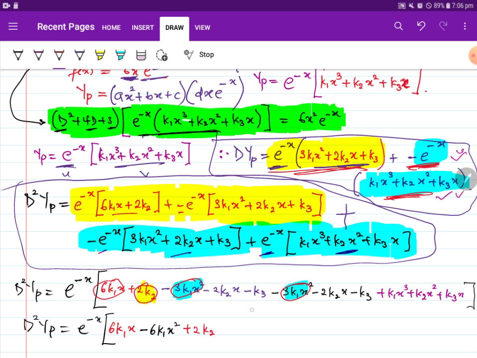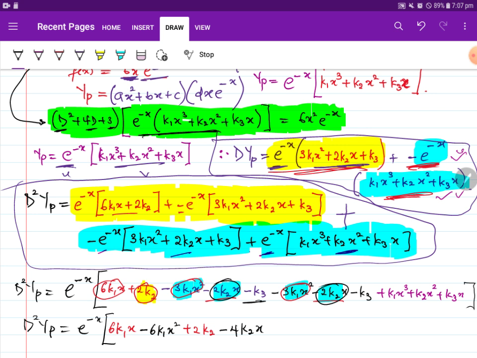Now let's move to k2x. This is k2x. This is k2x. Is there any other k2x? Yes, this is another k2x. Is there any other k2x? No. Now, if you look at it very well, k2x minus 2k2x minus 2k2x will give us minus 4k2x. We've done this, we've done this. I'm circling it so that we won't get confused.